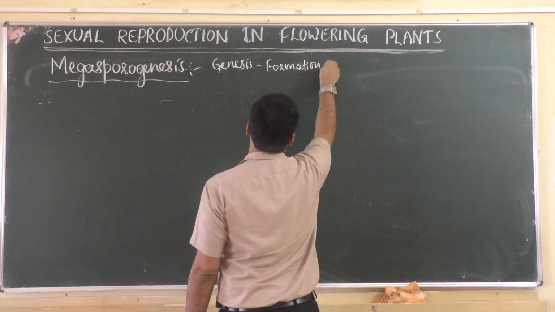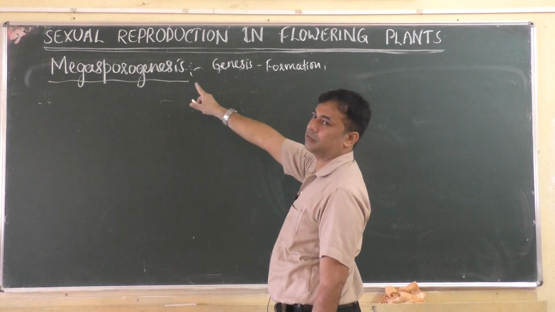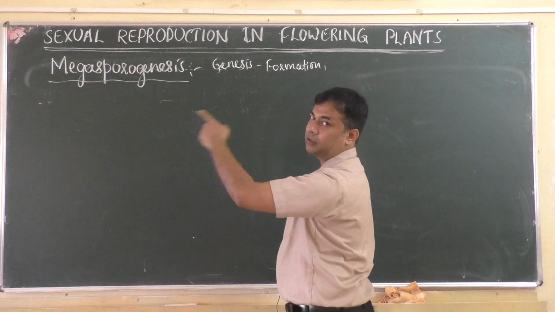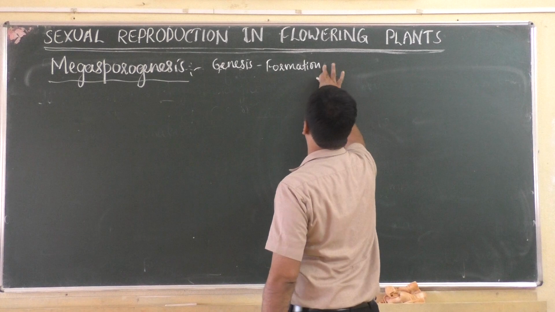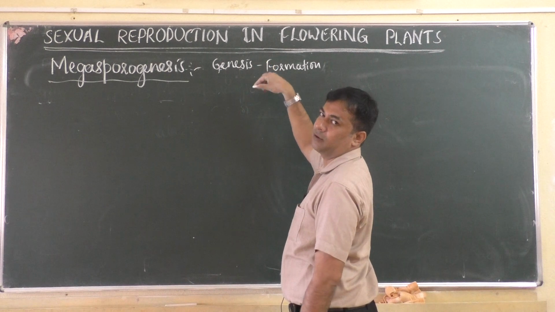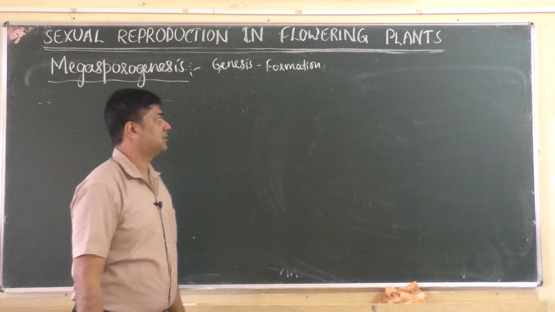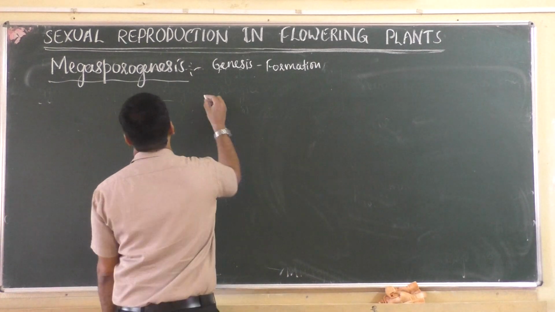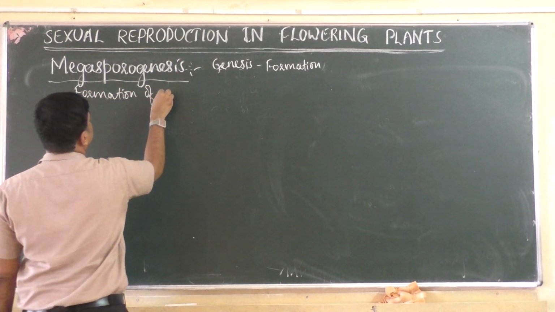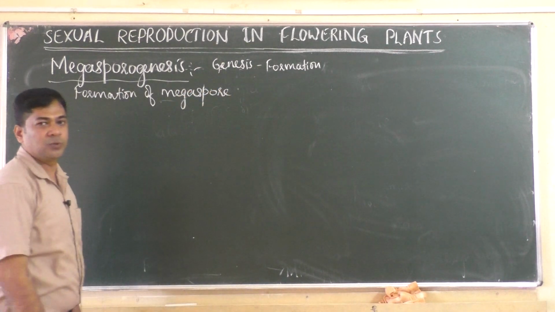You already know this. In every class I keep saying this. Sporogenesis means formation of spore. So megasporogenesis means formation of megaspore. Where does it occur? The megaspore will be present within the embryo sac. You have learnt this not once, I think 7-8 times. So formation of megaspore is megasporogenesis.